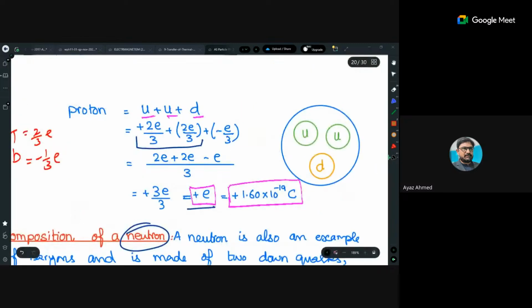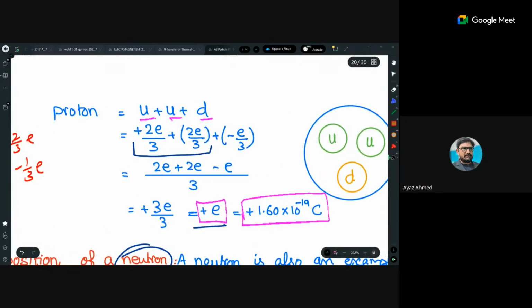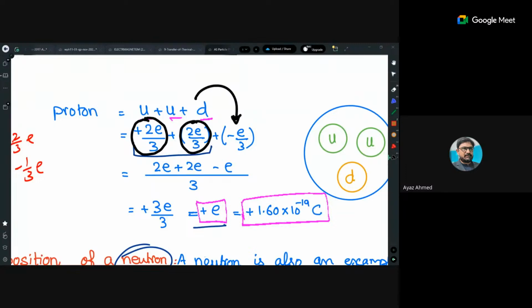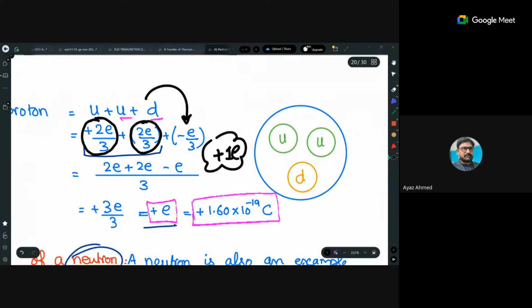Now I will talk about the charge on a proton. When we find the charge on a proton, the charge on an up quark is 2 by 3e, the charge on the other up quark is 2 by 3e, and the charge on a down quark is minus 1 by 3e. When I add all of them, we get 3 by 3e, which is basically plus 1. That is the reason why a proton has plus 1e charge. Got it? UUD is the reason behind that.